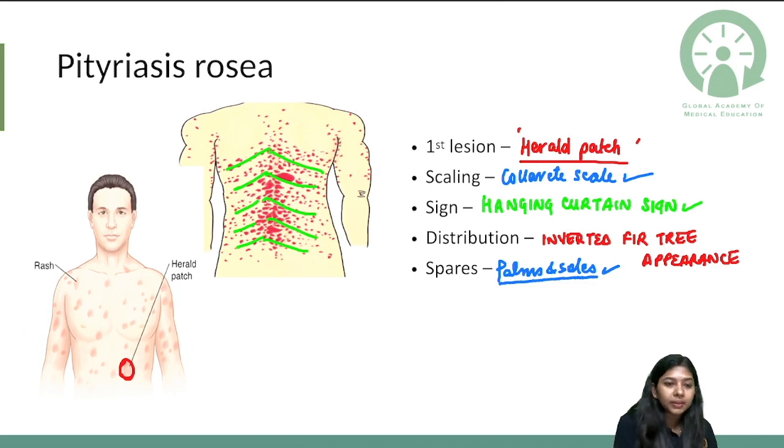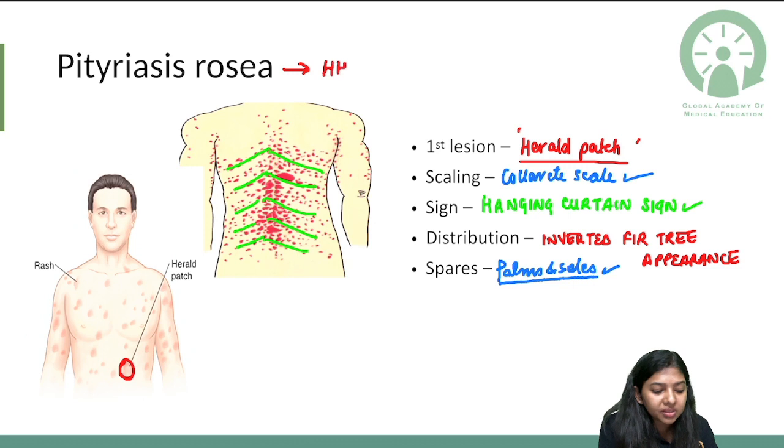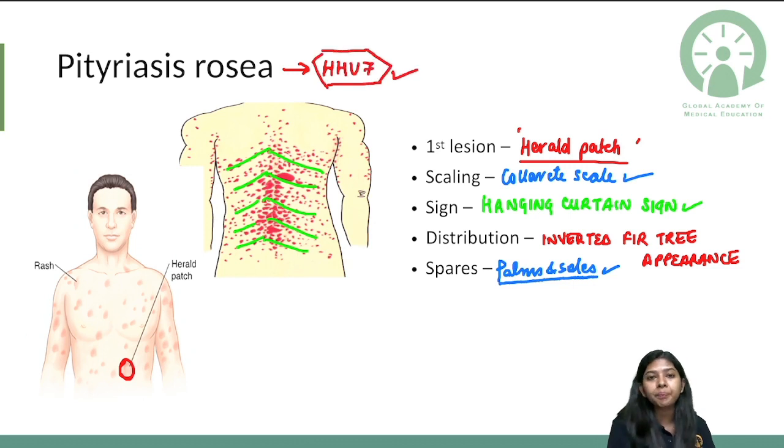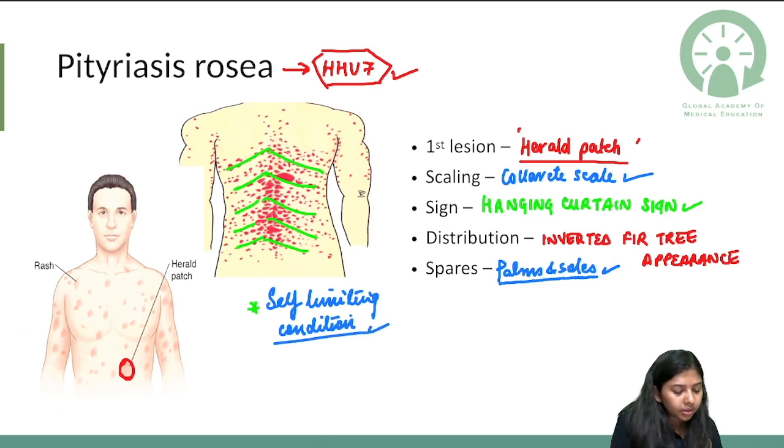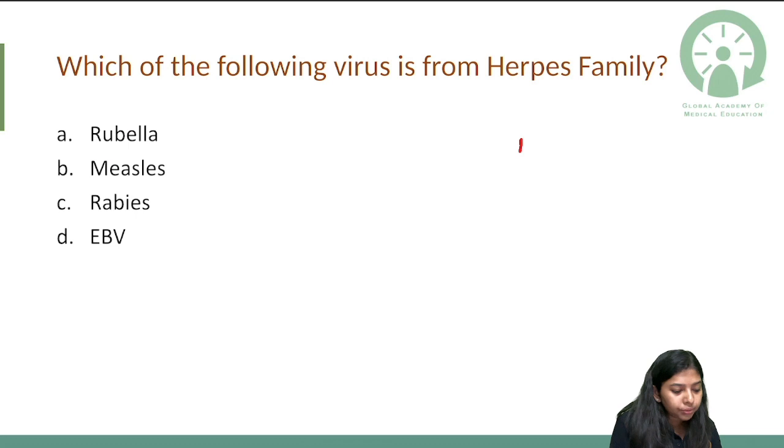And what is the causative organism that has been said to be associated? It is human herpes virus 7, HHV7. Another very important MCQ: HHV7 has been shown to have an association with pityriasis rosea. This condition again is self-limiting. Remember, it's a self-limiting condition. Correct.